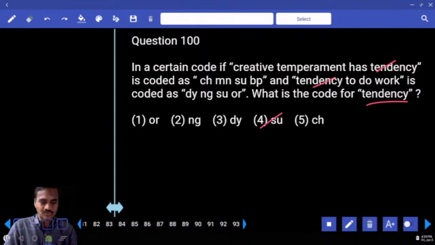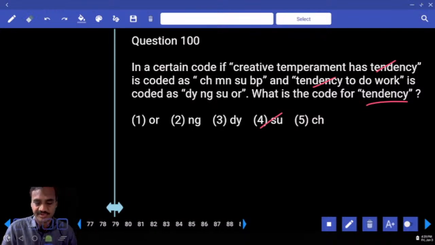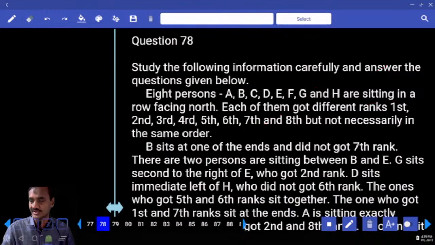Now we are left with the 2 sets. What are those 2? One is 66 to 70 and the other one is 78 to 82. Now between these 2, tell me which can be done in the first attempt. 78 to 82. Let us start with 78 to 82.